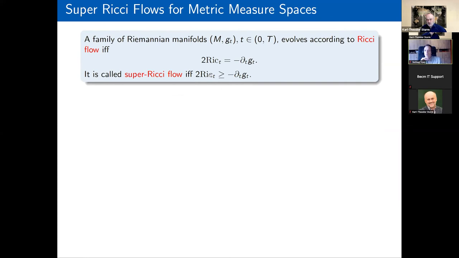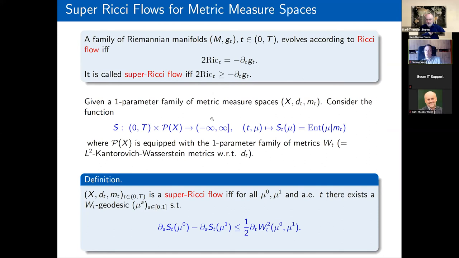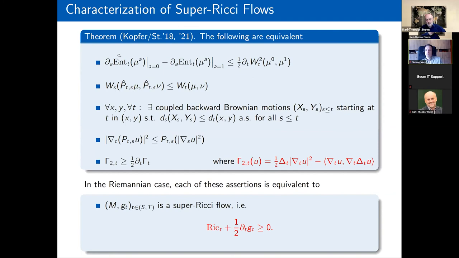And if we want to pass to a singular setting, the right objects to consider are families of Boltzmann entropies with varying measures in spaces of probability measures with varying distances. And the appropriate notion of super Ricci flow then is that a family of metric measure spaces will be called a super Ricci flow if at each time slice the slope of the entropy at the initial point and at the end point differs at most by the time derivative of the square of the Wasserstein distance between the endpoints. And it's not clear at the moment why this is a good definition.